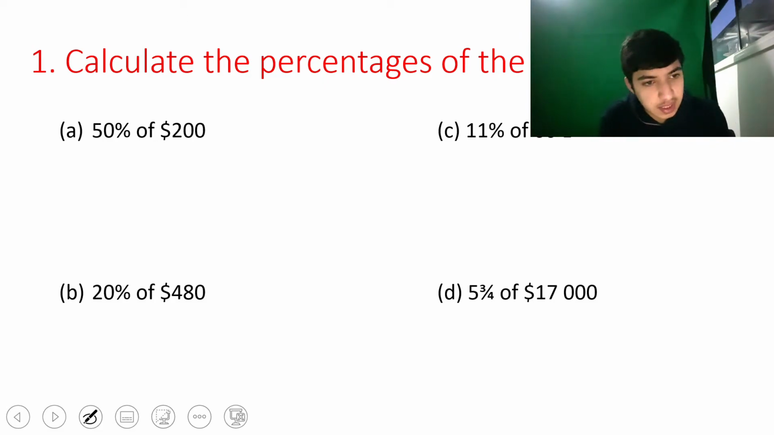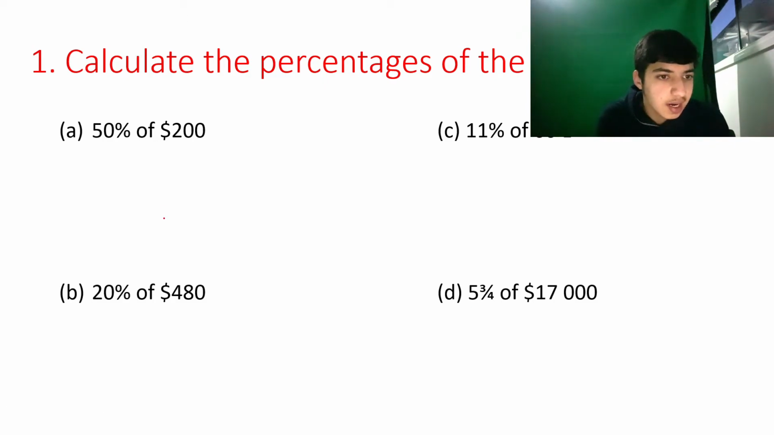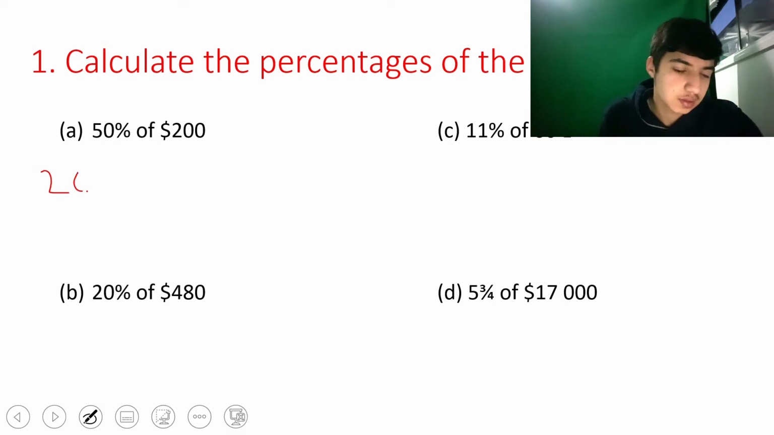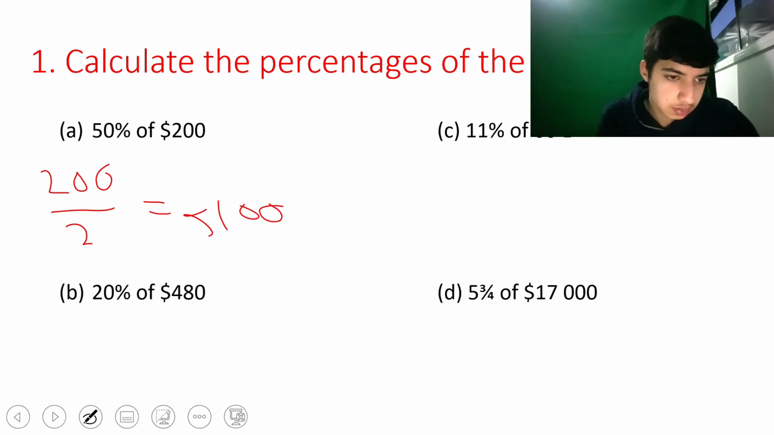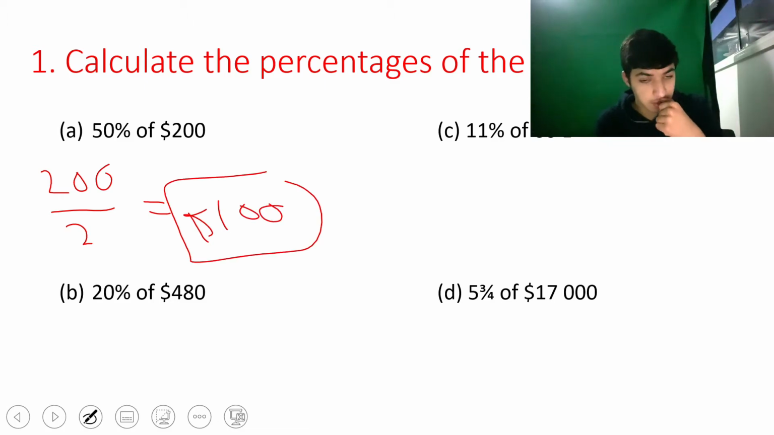Okay, so the question is: calculate the percentage of the given amounts. It's basically like the first one we did. So we have 50% of 200. If you know percentages really well, then it's going to be easy for you. What's 200 divided by 2? Since, as you know, that's the fraction of it. So 200 divided by 2 equals $100. That's the answer. Pretty easy, huh?